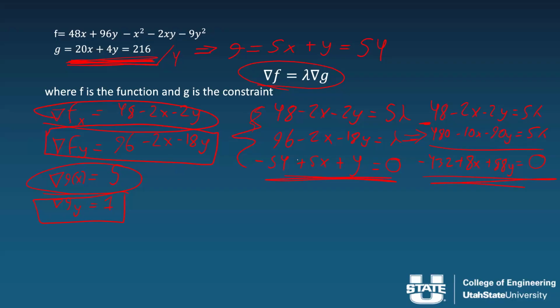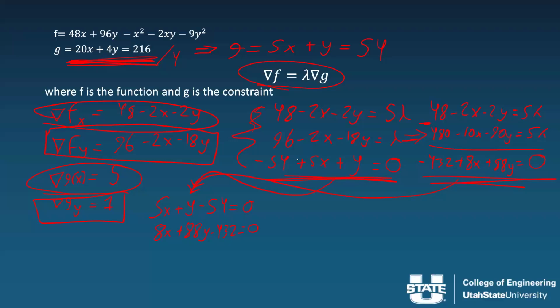I'm just going to go ahead and rewrite these the way that I like. I'm going to take both of these and move these over here. So we're going to have 5x plus y minus 54 equals 0, and we're going to have 8x plus 88y minus 432 also equals 0. Cool. Now we just have to solve for one of our variables.